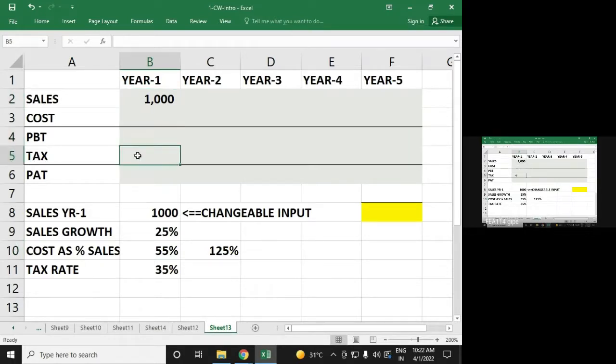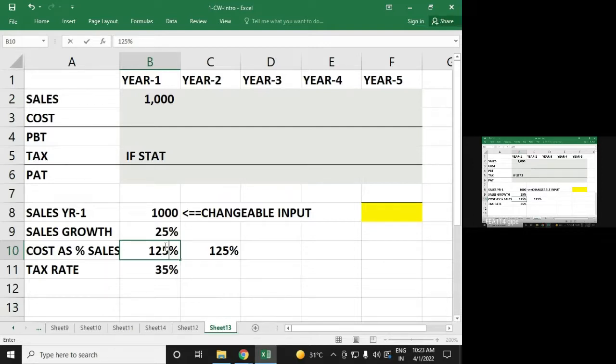Then for tax, whatever is the profit, 35% of it will be taxed if there is a profit. So you need to make use of an if condition here. Then PBT minus tax will be PAT. Now for the first scenario, where you will consider 55% of sales as your cost, all years will be profitable. But for the second scenario, in the same cell where the number you put is 55%, you change the cost percent to 125, and all years will be a loss.